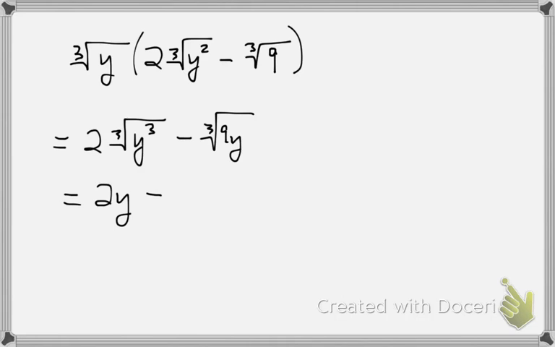What do you need to take out a cube root? A cube, which is exactly what we have with nothing left over. So we bring a y outside, nothing left under. So that's a 2y minus 3 cube root of 9y.